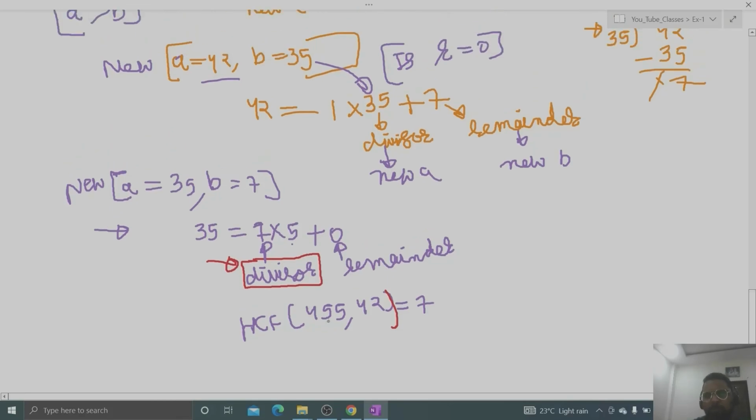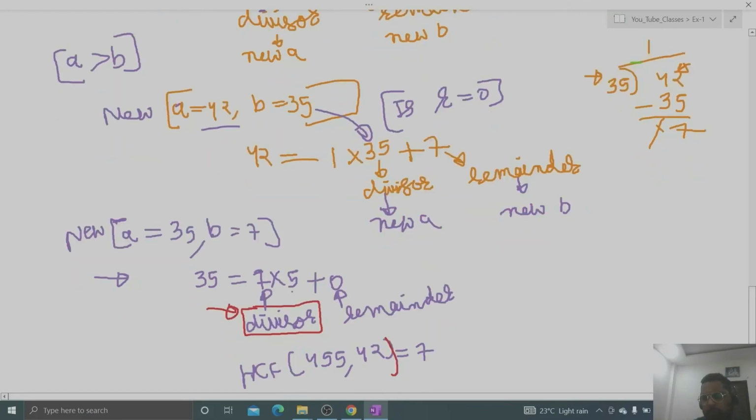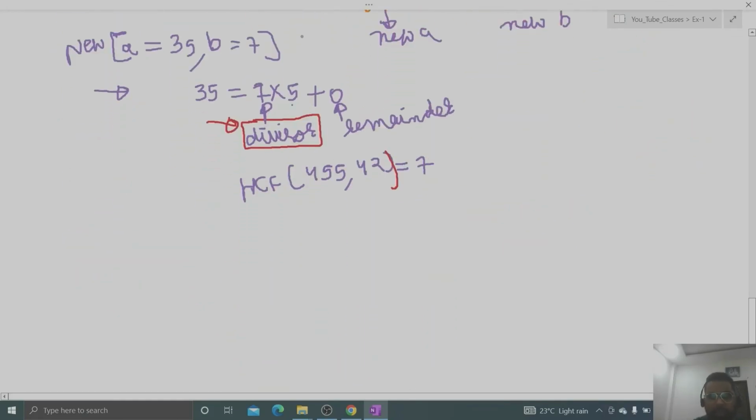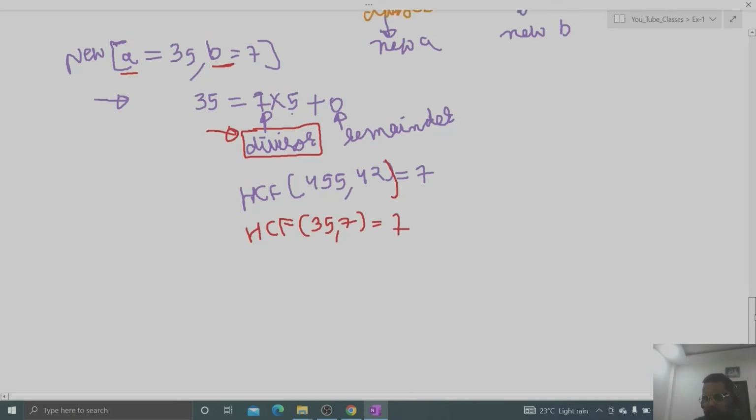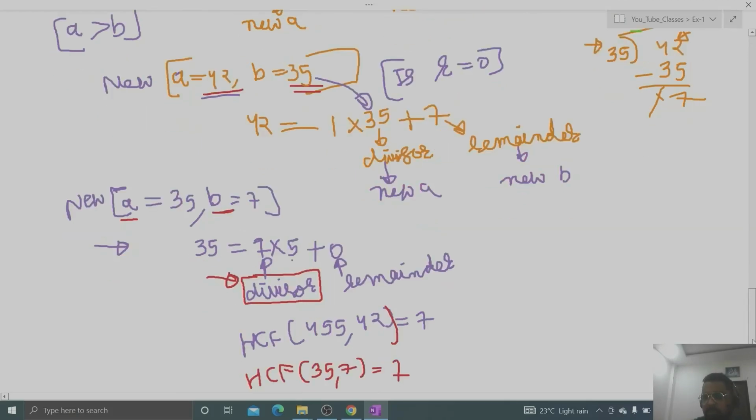Not only is the HCF of 455 and 42 equal to 7. If you observe wisely, the HCF of the last new a and b, which is the HCF of 35 and 7, is also 7. What is the highest common factor between these two numbers? It is also 7. And before this step, our new a and new b were 42 and 35, and you will observe its HCF is also 7.